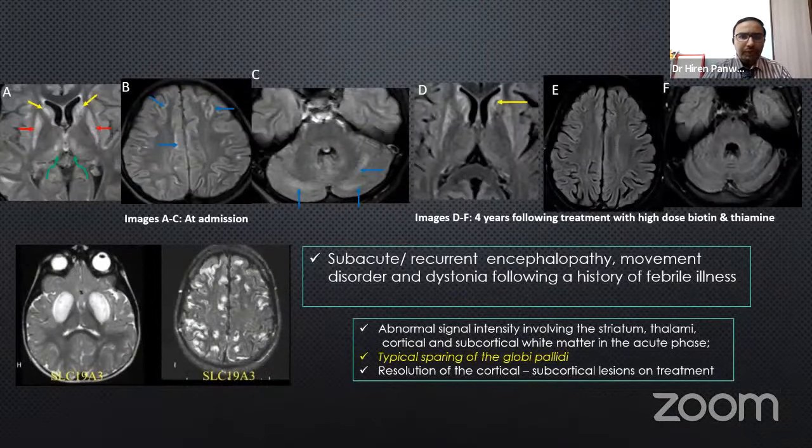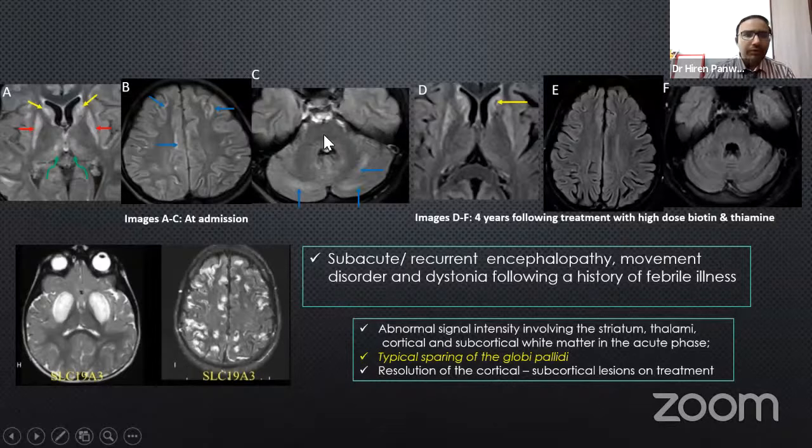Then moving ahead, there is one more condition which can cause subacute and recurrent encephalopathy or movement disorder and dystonia followed by febrile disease. This is a condition which involves the corpus striatum. Here we can see the caudate nucleus and putamen. This condition also has symmetrical or asymmetrical areas of cortical and subcortical white matter hyperintensities on FLAIR or T2-weighted images, as well as cerebral cortex involvement.